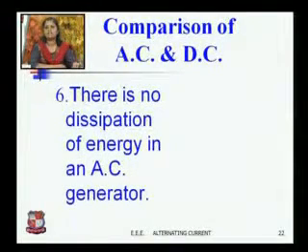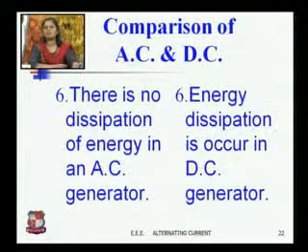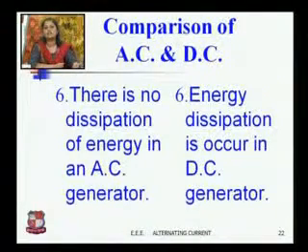Now the next point for comparison is that there is no dissipation of energy in an AC generator, same as I discussed earlier, that for AC it starts from the zero value, so no additional or extra energy is required to generate an AC voltage. But in DC, suppose you are considering 500 volt DC, then the initial value of DC is 500 volt. As we know, if you start your bike, then the initial speed of the bike is 0 and gradually it will increase and reach up to 60 or 70 according to your requirement.